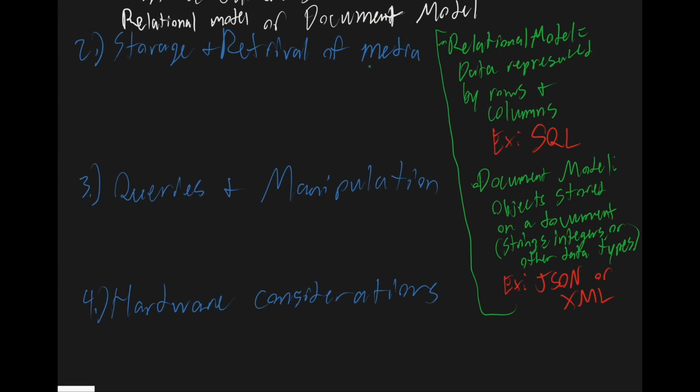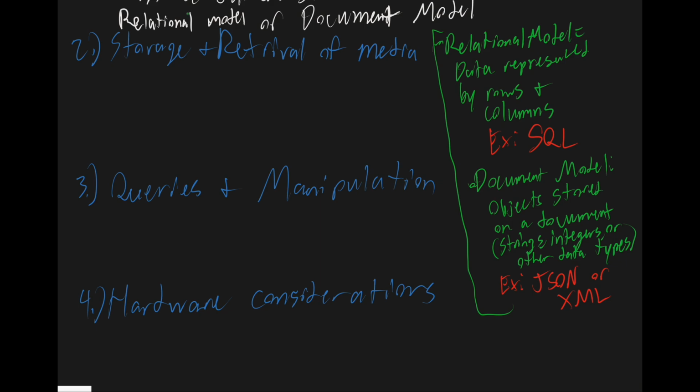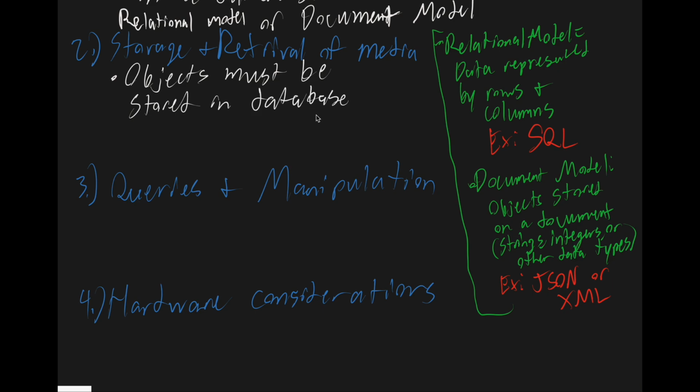And so when we go over to storage and retrieval of media, once the objects are created, they need to be stored in a database. So objects must be stored in the database. We could have a relational model, which would revolve around tables and their relationships, while the document model might simply be about storing and indexing documents.